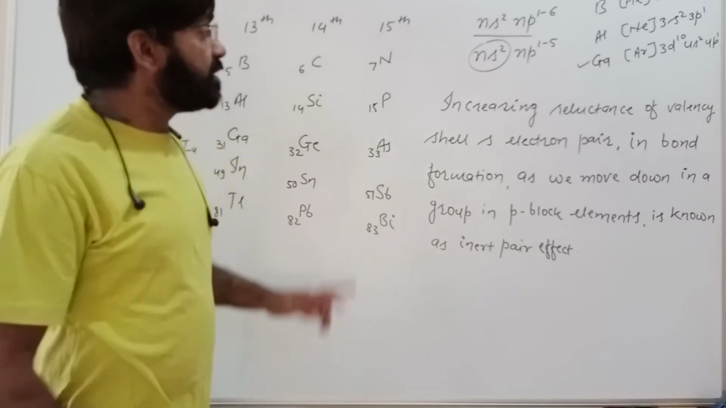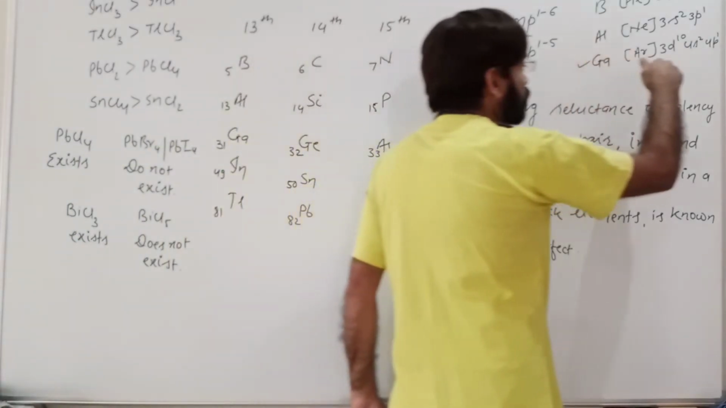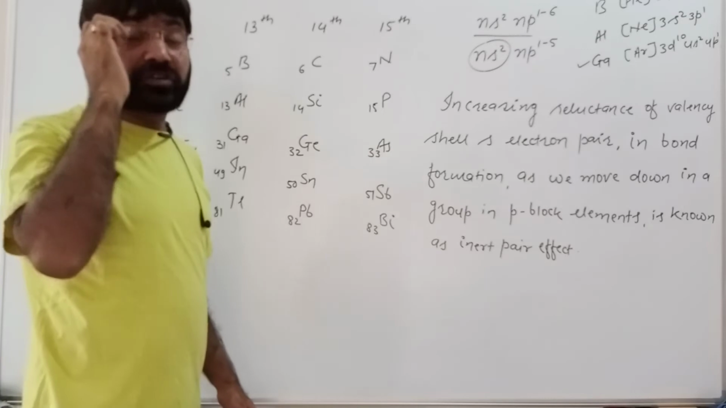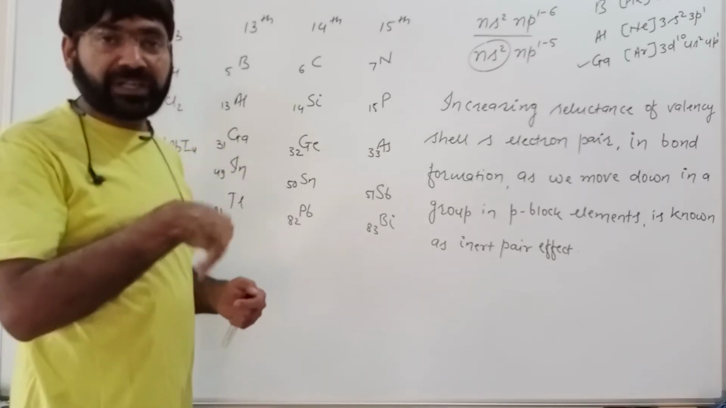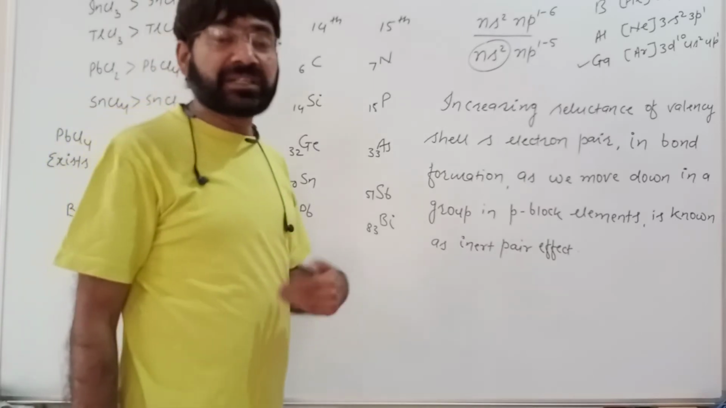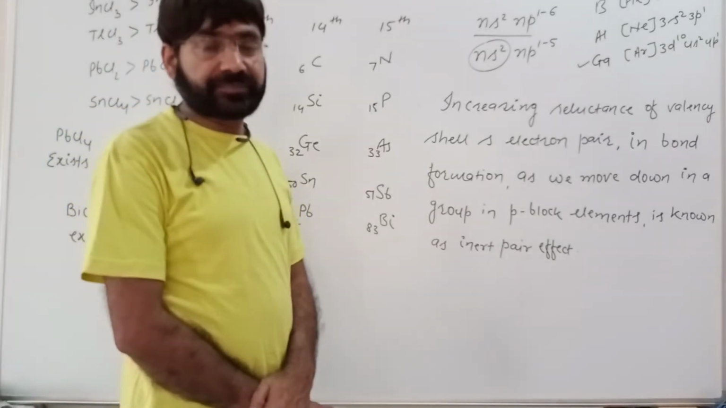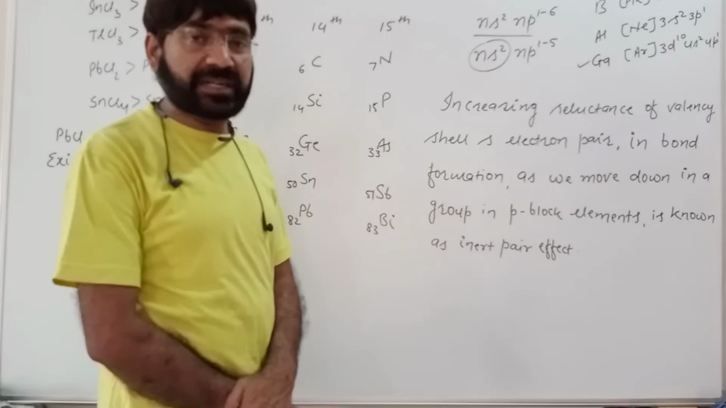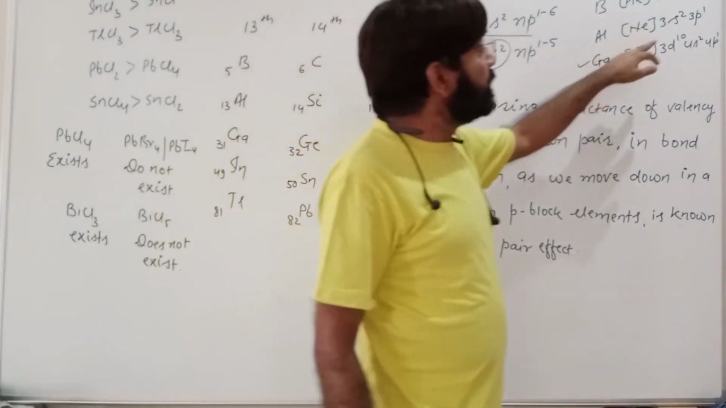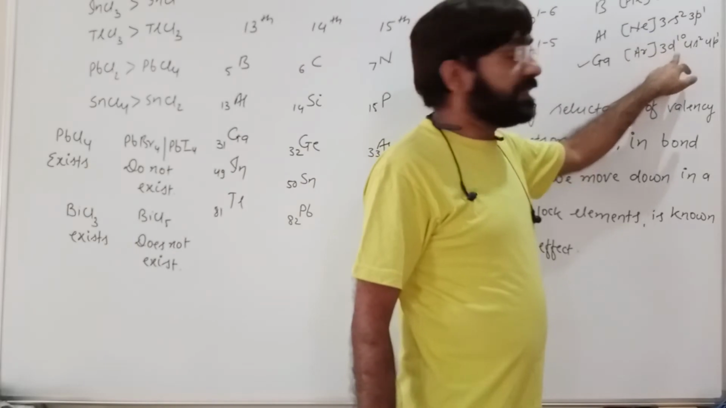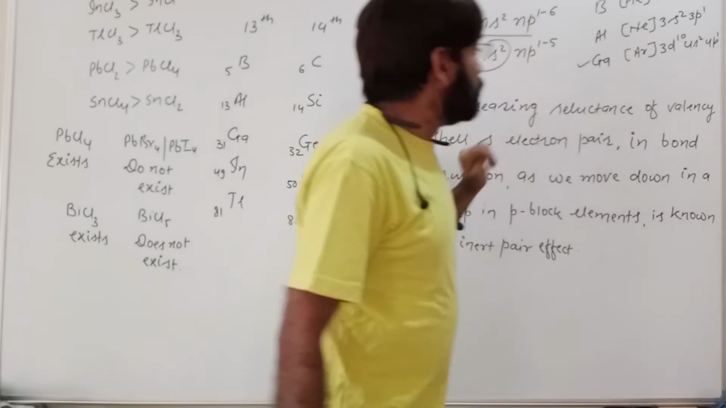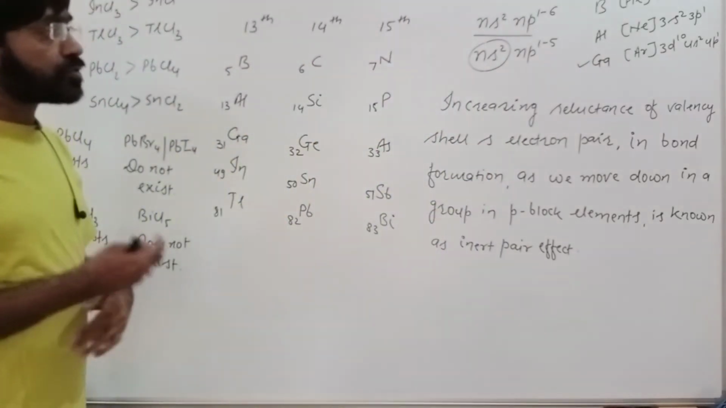Fine? And that is why we say, as we move down in a group, the holding capacity for the s electron pair becomes more. And that is why this s electron pair is becoming increasingly inert in bond formation. Is that okay? So this is the cause of the inert pair effect. So fine, it was due to the 3d, 4d, 5d and 4f. Now the effects of the inert pair effect.